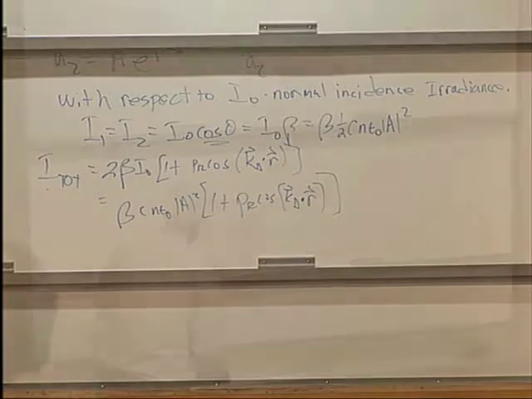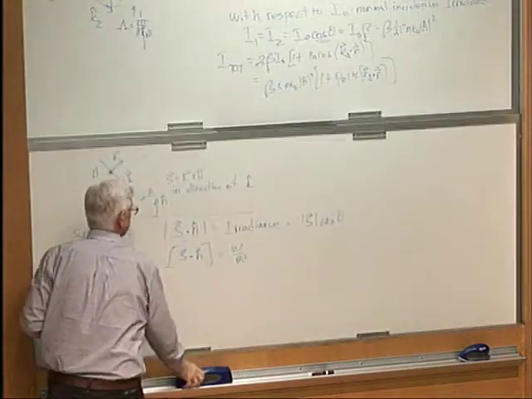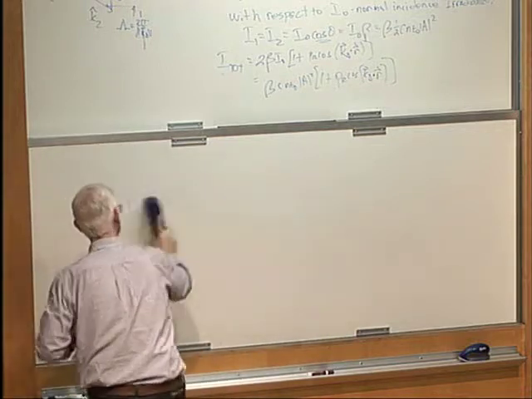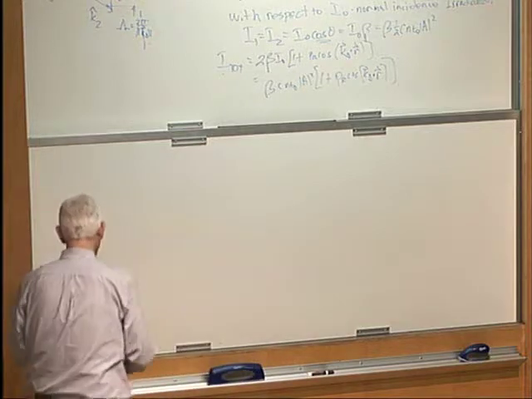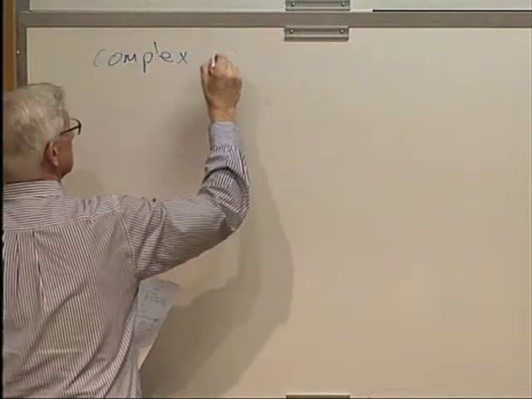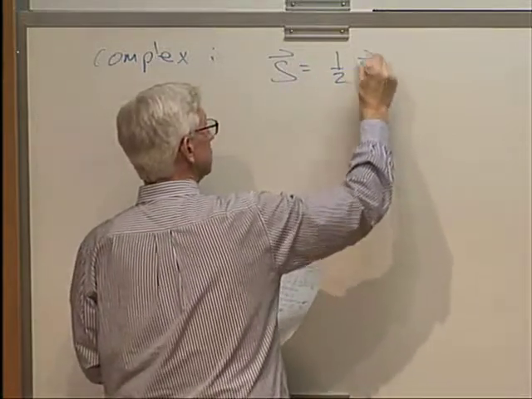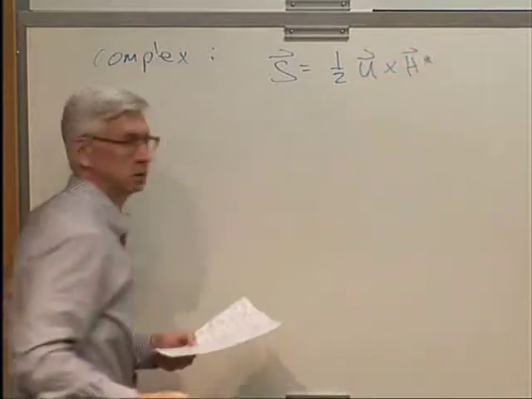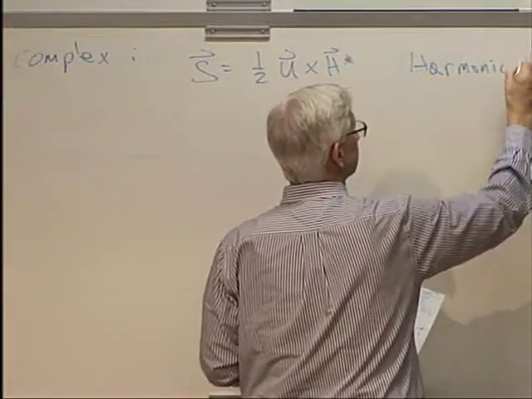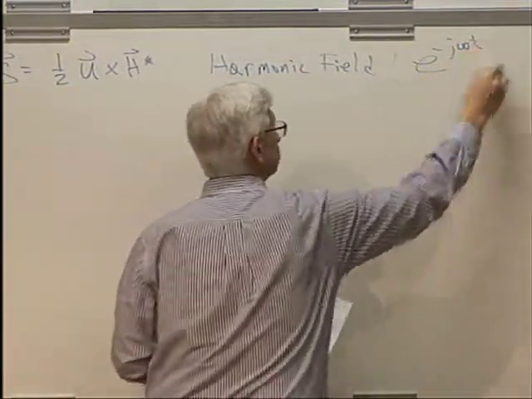And that's with respect to the measurement surface. Now, let's go through our pointing vector stuff. What I'm going to use is the complex pointing vector, which is just a little different. In the complex pointing vector, S is equal to 1/2 E cross H star. And this has to be for harmonic fields, and that's what we deal with in this class, where you've got an e to the minus j omega t factor in both.